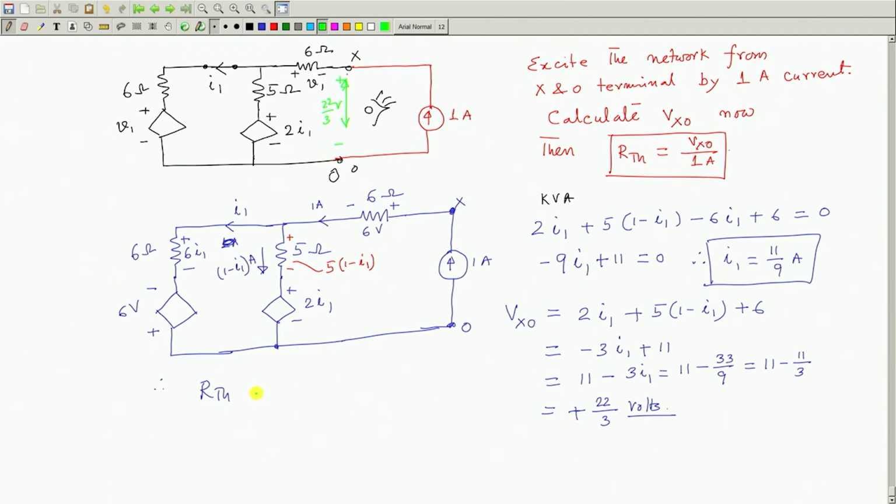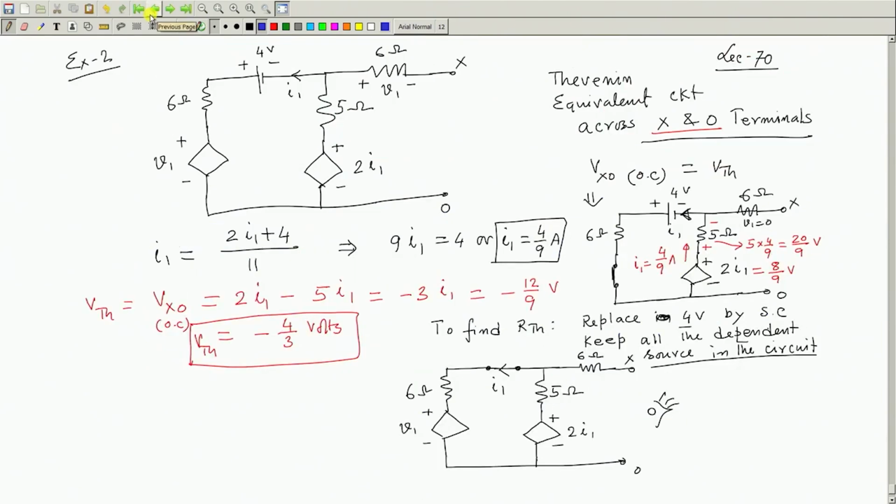Therefore, what should be R Thevenin's? R Thevenin's should be then Vxo by 1 ampere. Vxo I have now calculated. So, 22 by 3 by 1 is equal to 22 by 3 ohm, that is all. So, this is the R Thevenin's value. Therefore, in the previous step we have calculated V Thevenin's, which is equal to minus 4 by 3 volt, and now R Thevenin's is known.